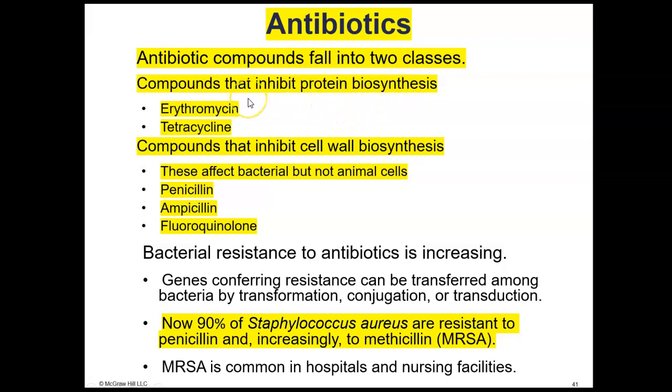Okay, antibiotics kill bacteria in two ways. So they fall into two classes. They either inhibit protein biosynthesis, and this would be erythromycin and tetracycline. You may recall tetracycline is used to cure acne. Or they are compounds that inhibit cell wall biosynthesis. So they either inhibit protein synthesis or cell wall synthesis. So these affect bacterial cells, but not animal cells. Penicillin, ampicillin, fluoroquinolone.